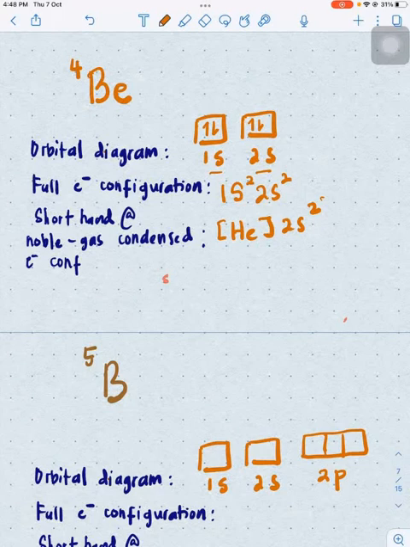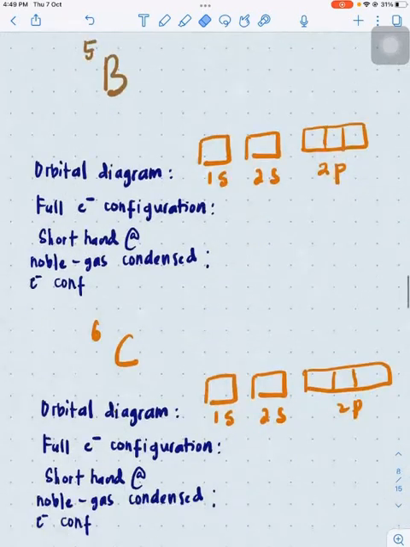But for elemen yang ada lebih daripada 10 tapi okay, could you please have a look at what is our next noble gas selepas neon? Argon. How many electrons? Argon. 18. 18 kan? Jadi untuk elemen yang ada lebih daripada 10 elektron tapi kurang daripada 18, kita akan guna neon in our condensed electron configuration. Okay, tak apa, kita guna je lagi. Okay, so kita terus kepada boron dulu.